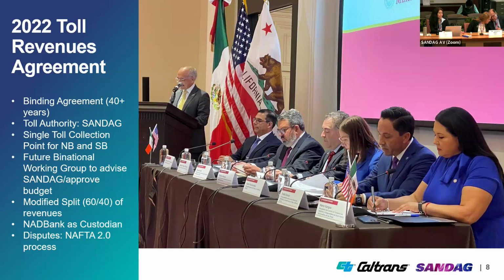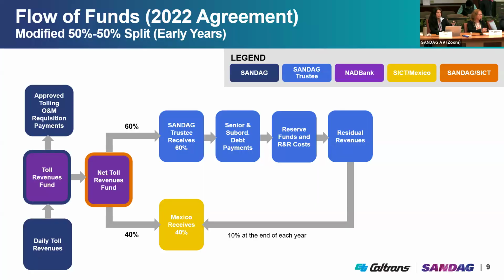It provides that disputes will be handled similar to a process that's in the USMCA agreement, often referred to as NAFTA 2.0. The most important part of the agreement, though, was how they split the revenue. As Mario always says, follow the money. So this is the flow of funds under the original agreement.